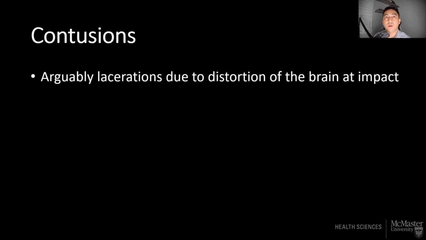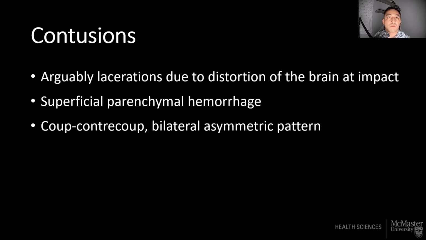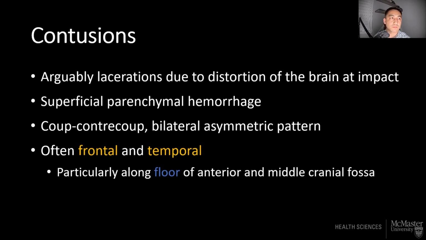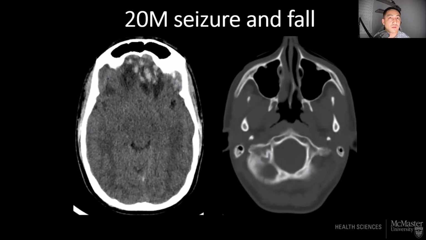Now, contusions. They are arguably lacerations due to distortion of the brain at impact, which injures the parenchymal vessels. They are superficial bleeds. They often have a coup contrecoup bilateral asymmetric pattern in the frontal and temporal lobes, particularly along the floor of the anterior and middle cranial fossa due to the irregularity of the surface of the skull base. They are associated with vasogenic edema and infarct, usually progressing over the course of the first few days.